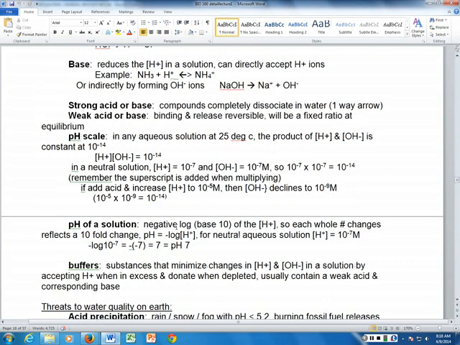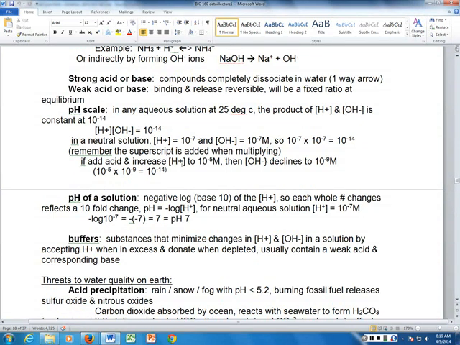So when we talk about something being a strong acid or base, it means it's going to completely dissociate in water. We represent that using just a one-way arrow. If it's a weak acid or base, it's a reversible reaction, and it will come up with its own fixed ratio at equilibrium, but we indicate that with a reversible arrow.